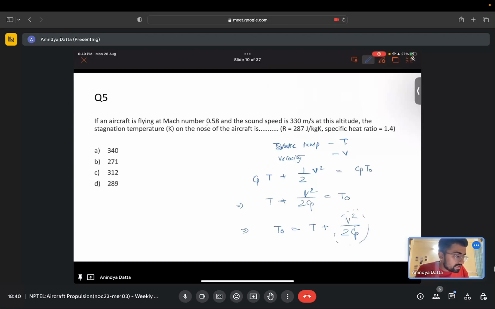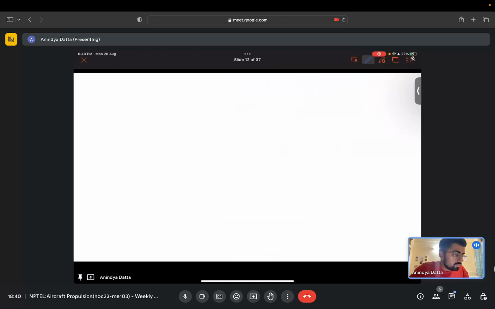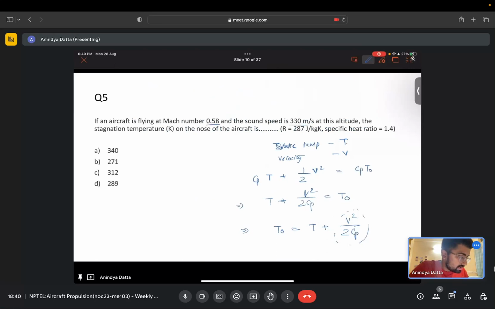So we have been given the Mach number of 0.58 and the speed of sound is 330 meters per second, and we have to find out the stagnation temperature of the aircraft. So here we need to find out T0. We are given the Mach number and the speed of sound, but what we don't know is the static temperature. So given is Mach number, which is 0.58, and speed of sound is 330 meters per second. All right, and what else was given?